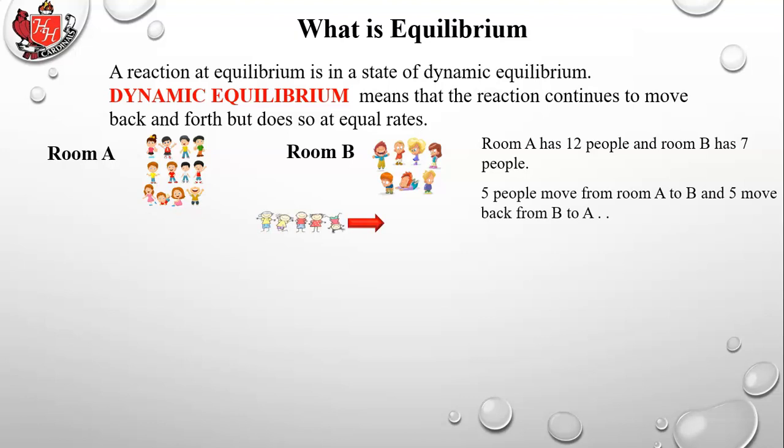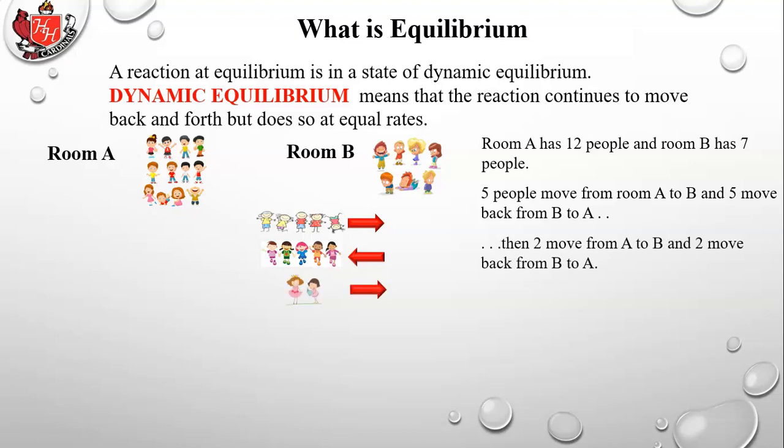Now let's say that 5 of my students move over to Mr. Andrews' room. So now I have 7 and he has 12. It could be any number that I'm picking here. So 5 move from room A to B and 5 move back from B to A, like that. So now I'm back to having 12 students and Mr. Andrews is back to having 7 students. 5 moved over to his room, 5 moved back. It may be a completely different 5, it doesn't matter.